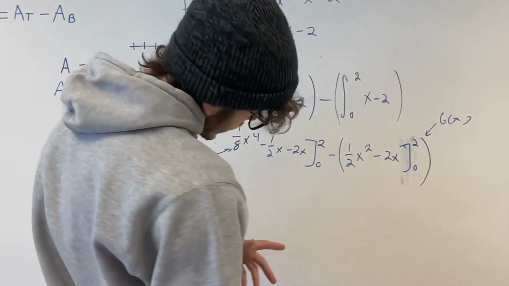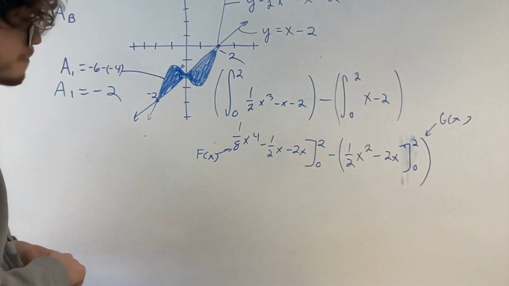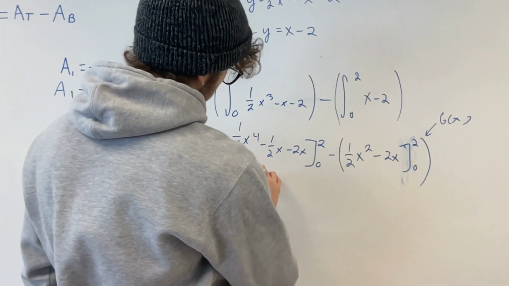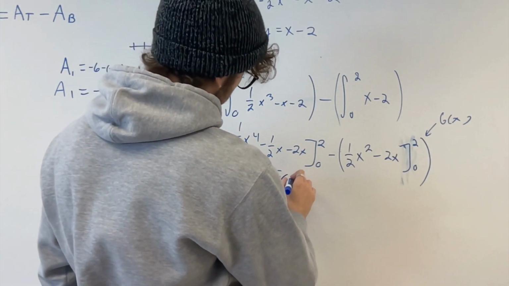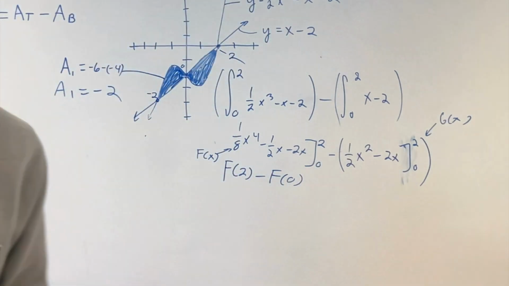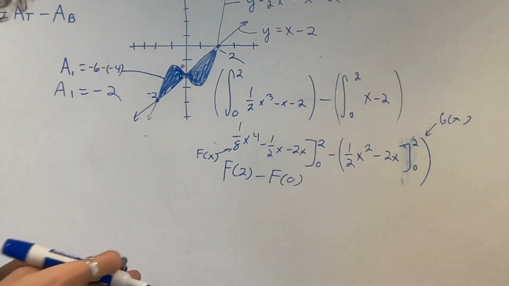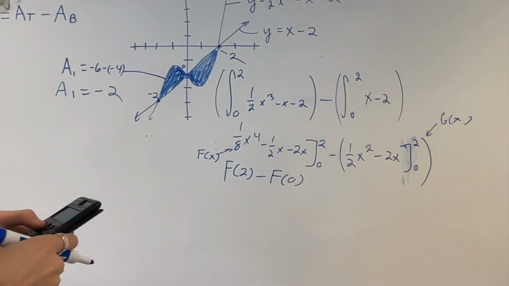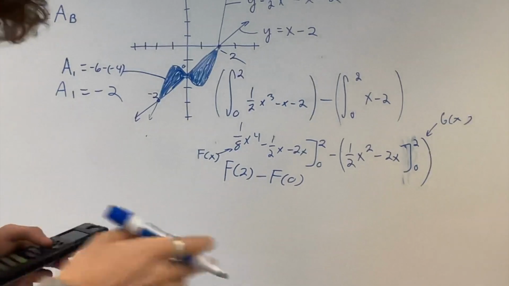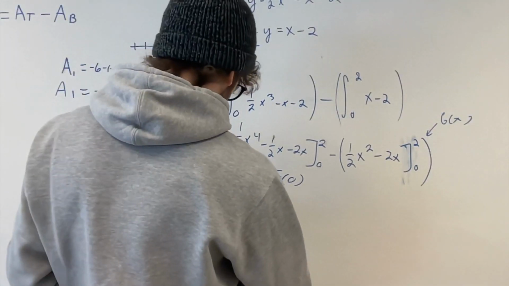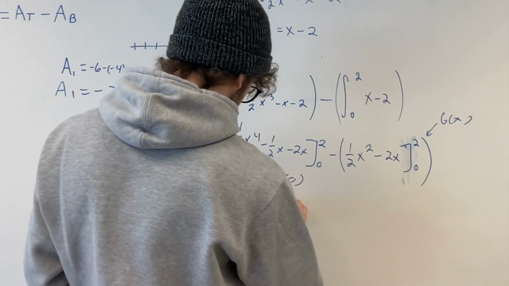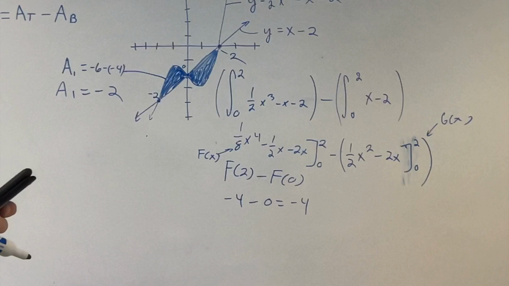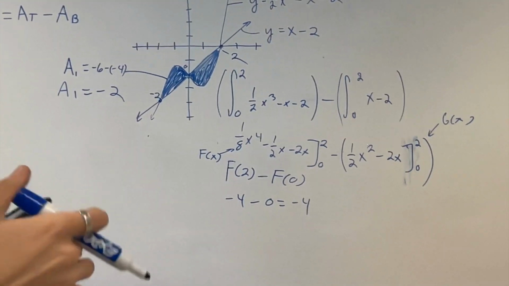So to find the area, we have to find F of 2, and we subtract that by F of 0. Okay, so we know F of 0, of course, is going to be 0 again. We find F of 2 to be -4. So -4 minus 0, that's just -4. Okay, so now let's go to our other function here.